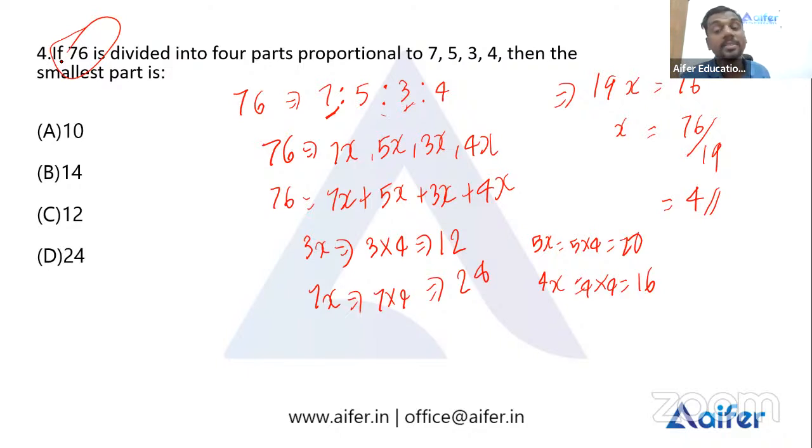We'll be having 19x is equal to 76, from which x is equal to 76 by 19, so the value of x is 4. In this particular question, they have asked about the smallest part. The smallest part is 3x, that is 3 into 4, that is equal to 12. 12 is the correct answer for this particular question.